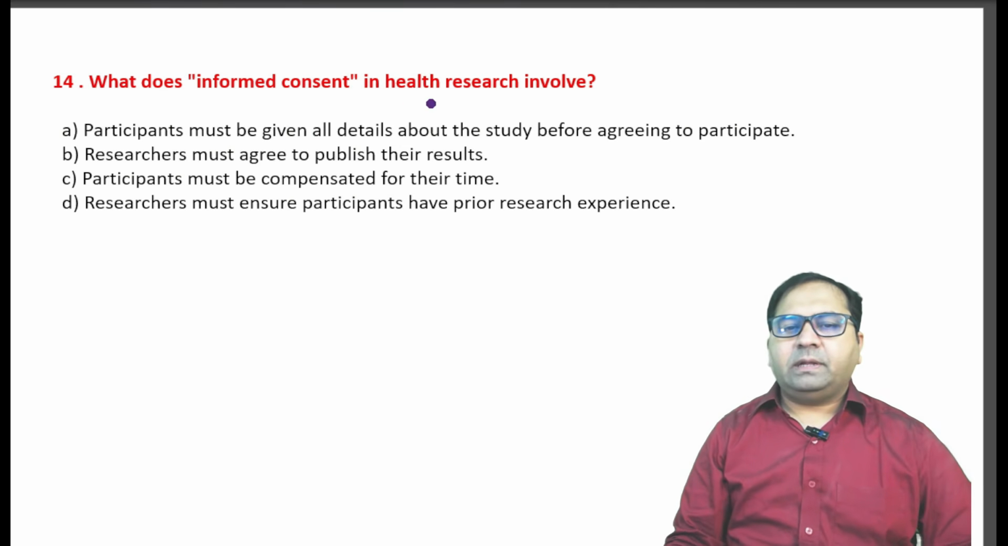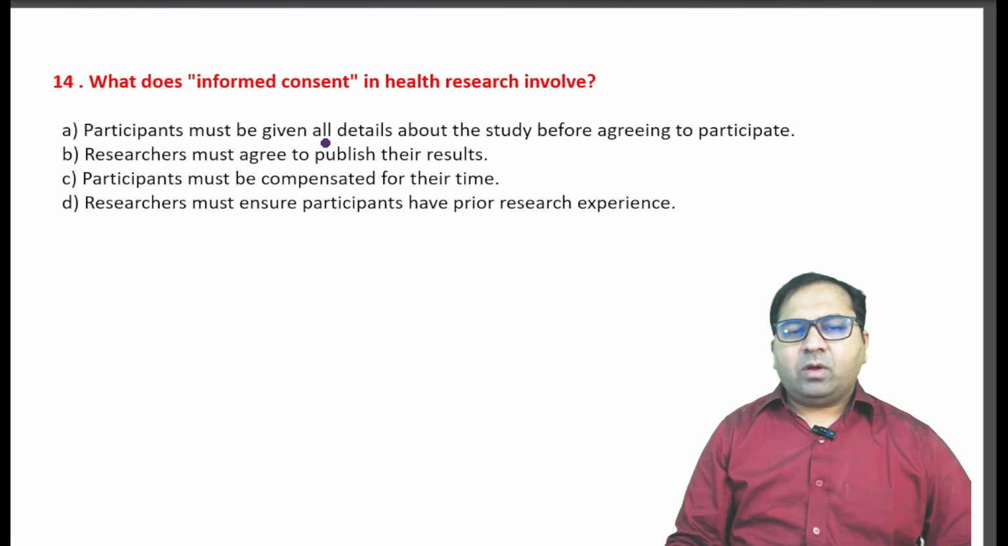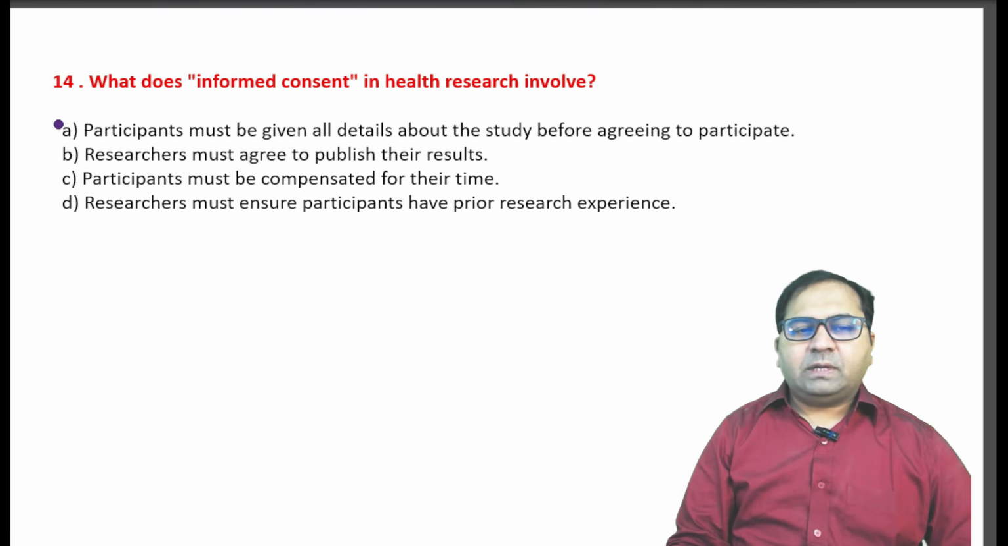What does informed consent in a health research involve? The options they gave are A. That the participants must be given all the details about the study before agreeing to participate, or B. Researchers must agree to publish the results, or C. Participants must be compensated for their time, or D. Researchers must ensure that the participants have prior research experience. So what does informed consent mean? Among the options given, option number A, that is, the participants must be given all the details about the study before agreeing to participate, is the correct answer, and this is what is called informed consent.